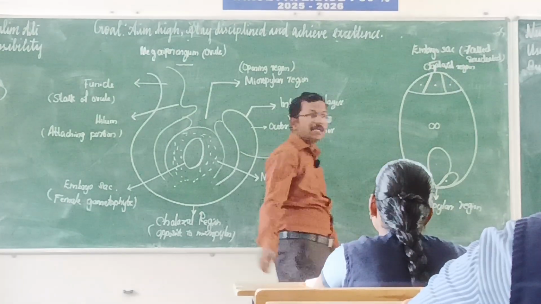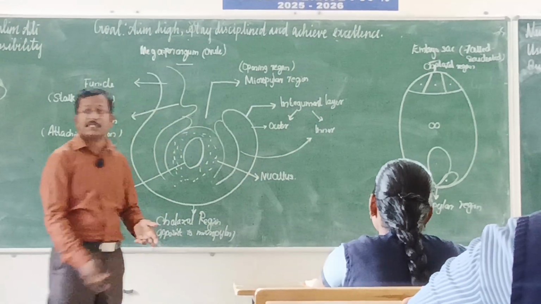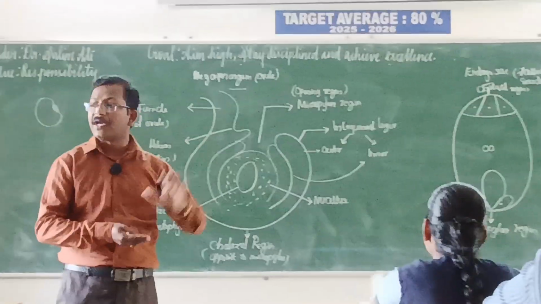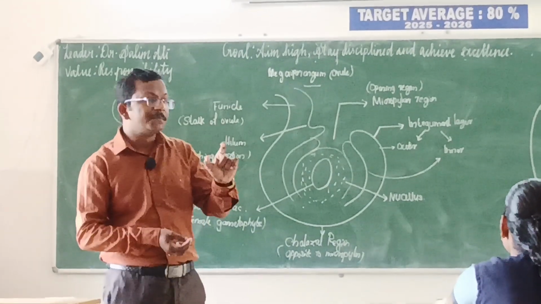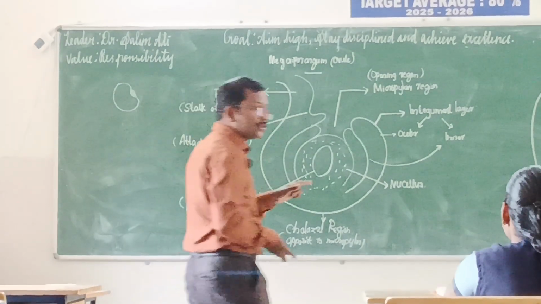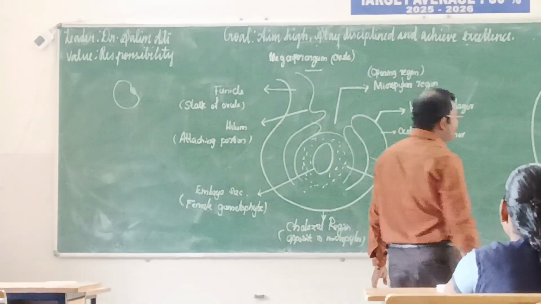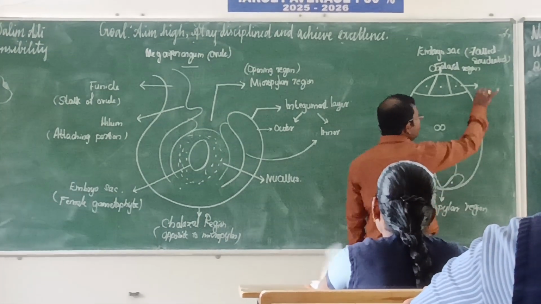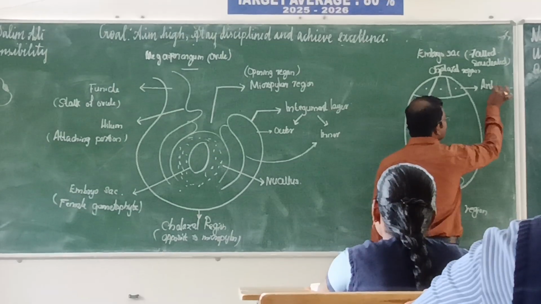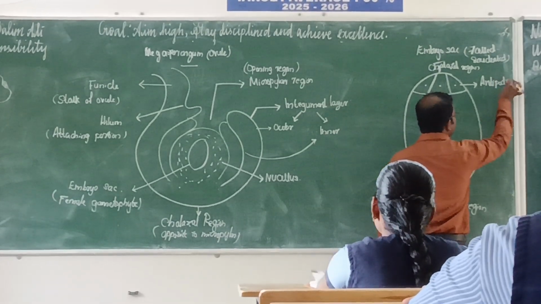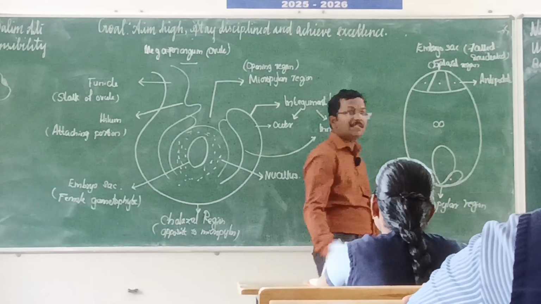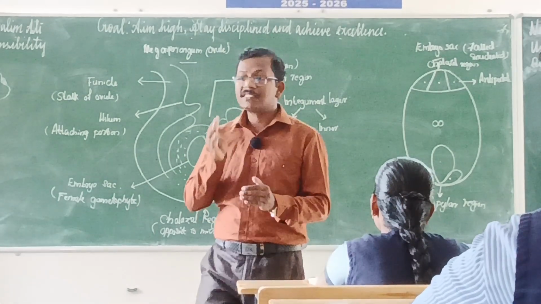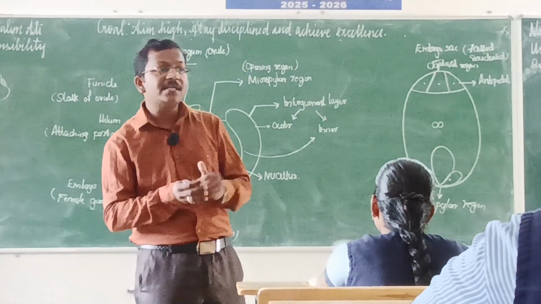Chalazal region, isn't it? It is written as chalazal but read as chalazal. The chalazal region is opposite to the micropylar region. Remember, in the chalazal region three cells are there, and these three cells are known as antipodal cells, and they are similar cells. The three cells present at the chalazal region are similar in nature, so we can call them antipodals.